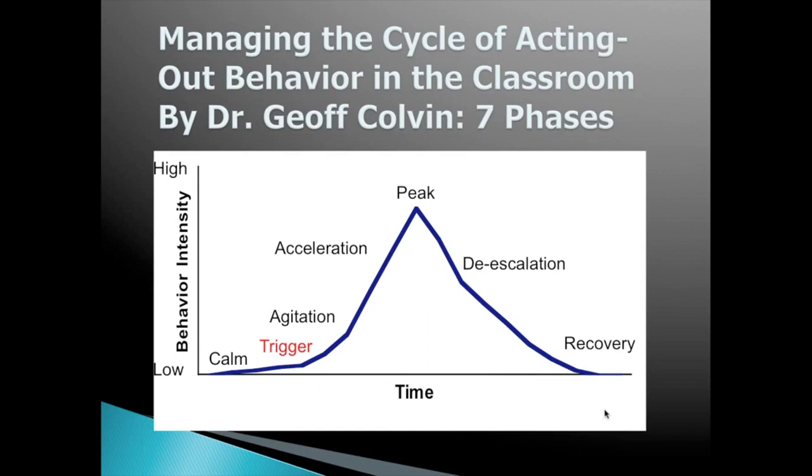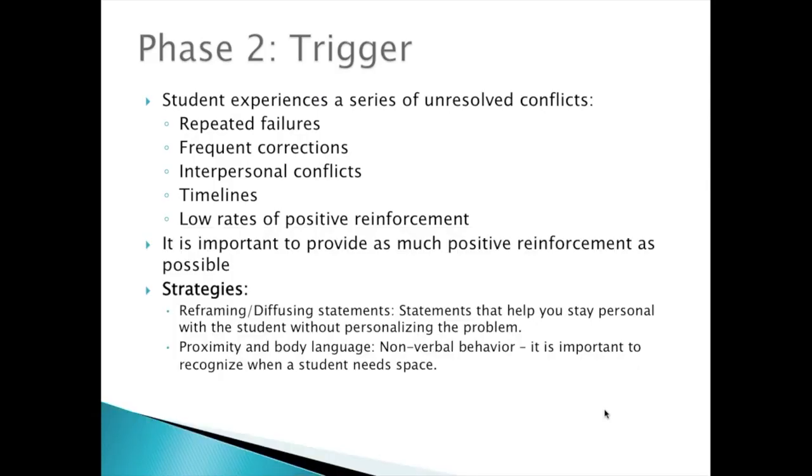Within the 7 phases, the next that may occur is this idea of a trigger, and this would take the student out of the calm phase. Some examples of triggers or unresolved conflicts may be repeated failures in the classroom, academically, socially, emotionally. May occur frequent corrections provided by peers or the teacher, if there are interpersonal conflicts among students or the teacher, the stress of timelines, and if there are low rates of positive reinforcement in the classroom.